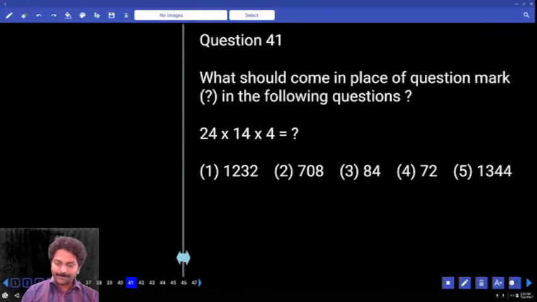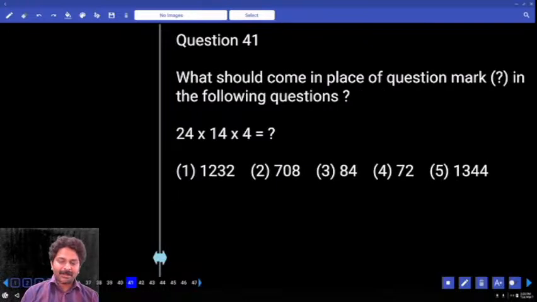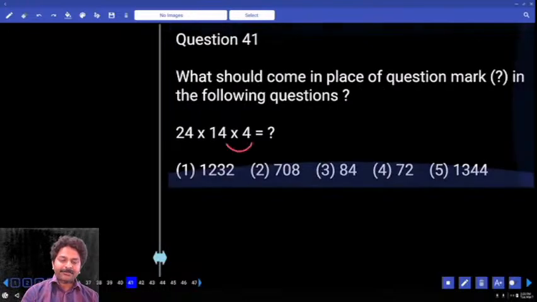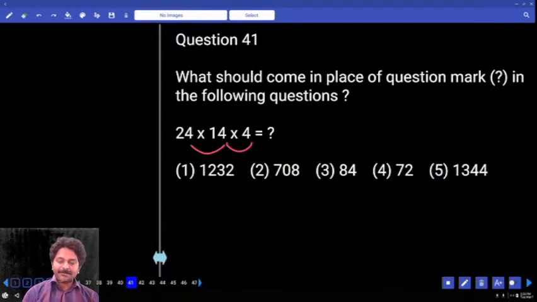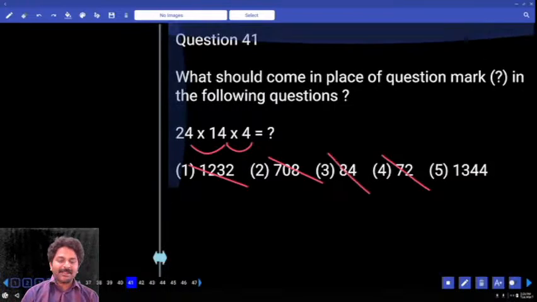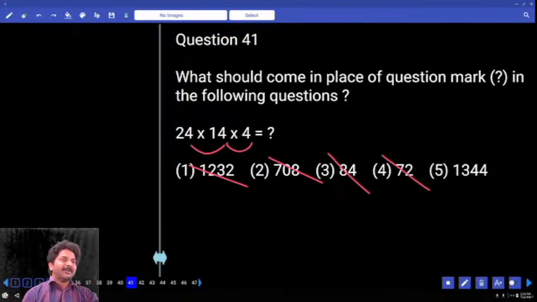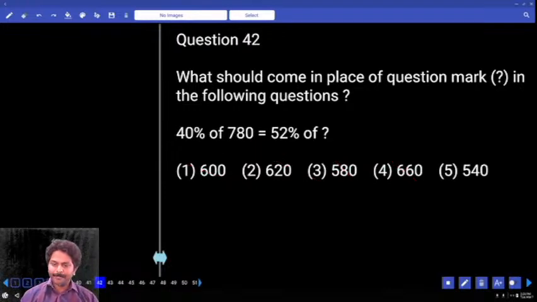4 into 4 ends with 6, into 4 ends with, how many options are there? If you observe keenly, 84 cannot be your answer. 24 into 14 itself will be about 300 and plus, right? So third cannot be your answer. There is only one. Yes. Okay. 2 zeros must be there. Only one.